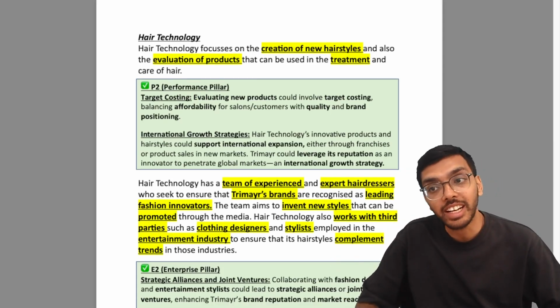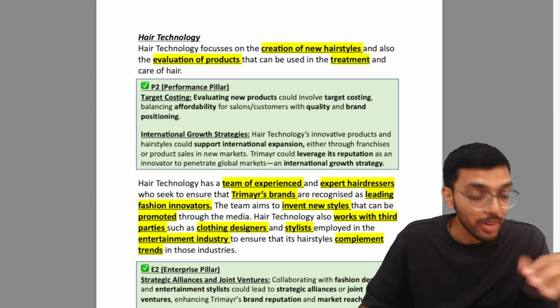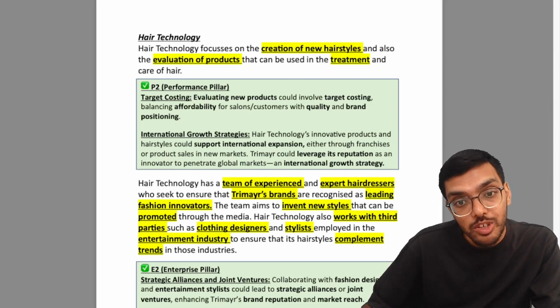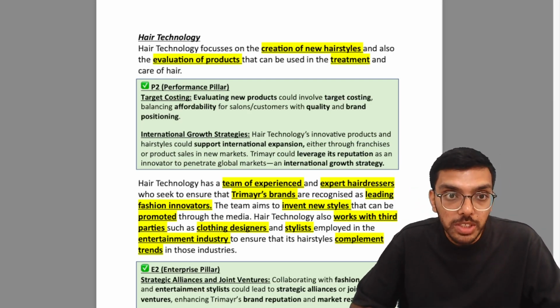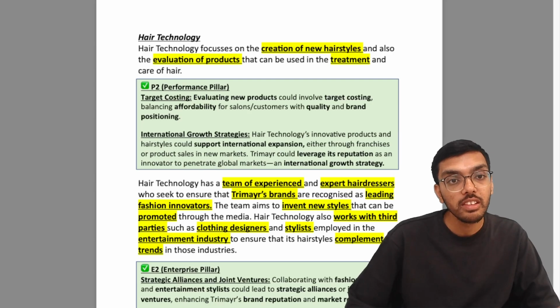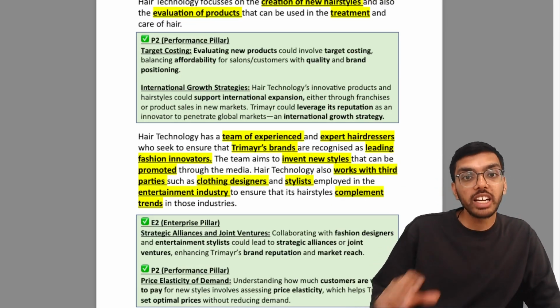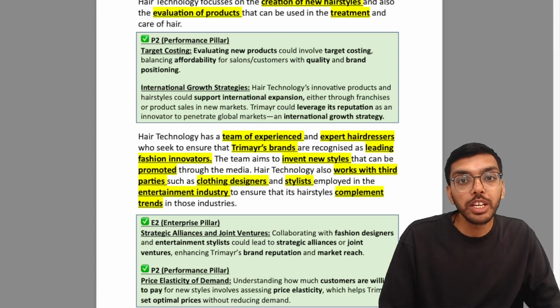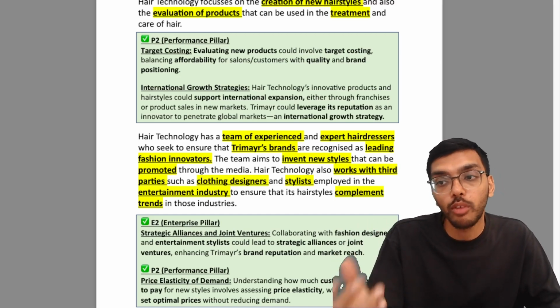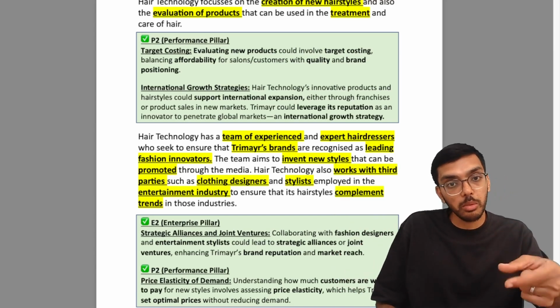Next, hair technology. This is another department. The first department was the one which was franchise recruitment. Second department, franchise management. Third department, hair technology. Now, hair technology focuses on the creation of new hairstyles and also on the evaluation of products that can be used in treatment and care of hair. Again, target costing coming up over here. Evaluating new products could involve target costing, figuring out the price of the product plus the price that you can charge to the customer. So target costing coming into the picture over here.